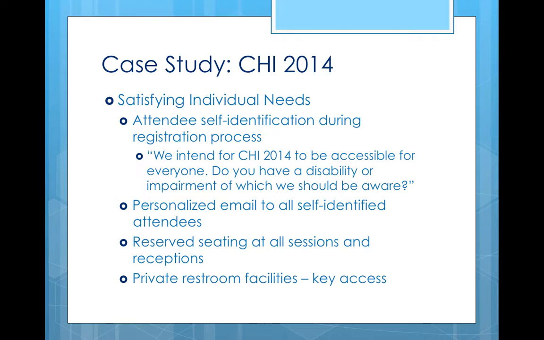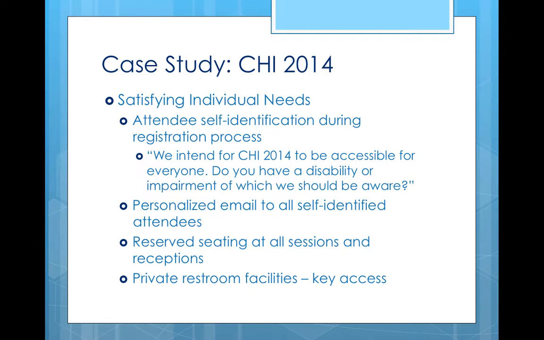Sometimes they might say, I want to make sure I get to attend these 5 sessions, and so could I possibly have reserved seating? Or I need someone to help me move around at some of the large functions because I use a cane and it's difficult for me. So at this particular conference, the particular question we ask on the registration form is, we intend for CHI 2014 to be accessible for everyone. Do you have a disability or impairment of which we should be aware?